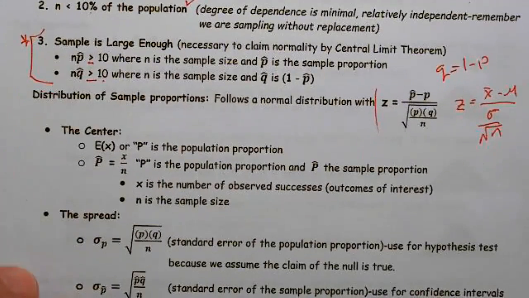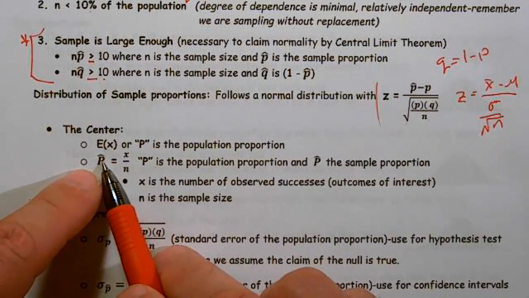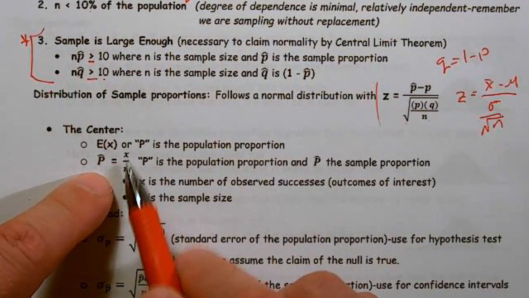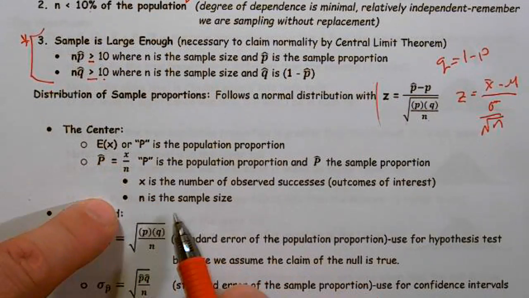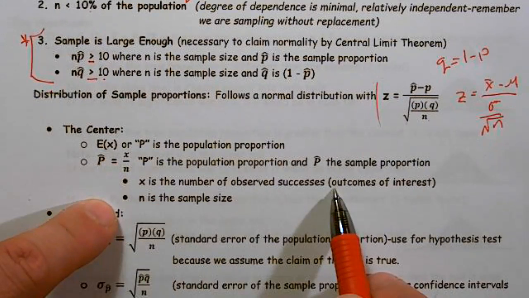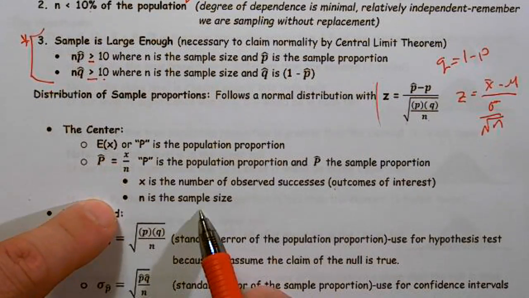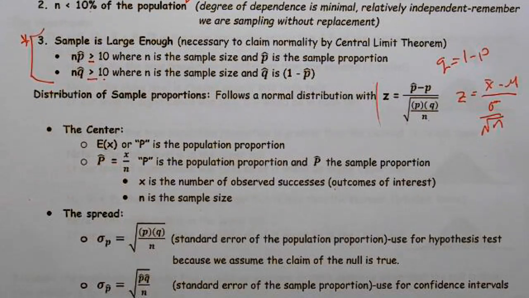So what does p and p hat equal? P hat equals x divided by n. X is the number of successes, n is the sample size. All right, that's all it is. And it's not that big of a deal.